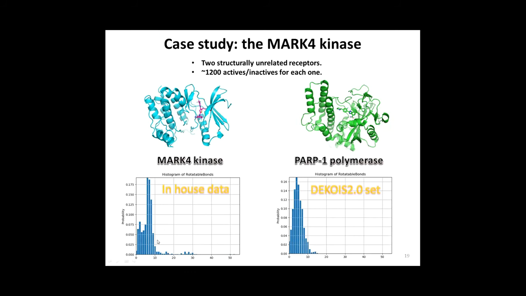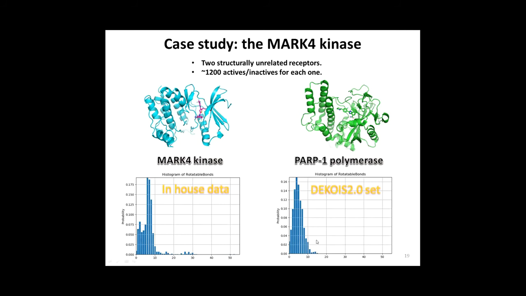Conformational entropy can have several applications. I'm going to show you three of them. The first one is about free energy prediction. This is a real case given by our collaborator lab: 1,200 molecules for MARK4 kinase, and we had to classify them into active and inactive.